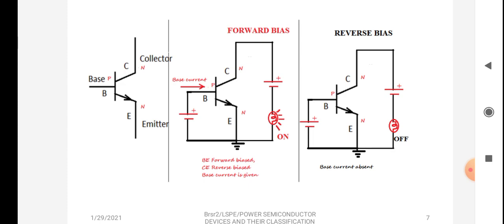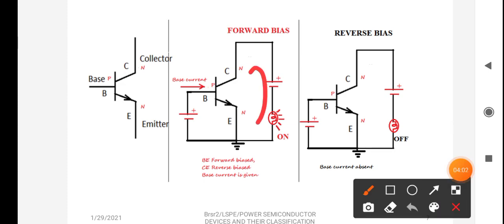So when forward biasing is done, there will be a current flow in this circuit and this LED will be glowing. If you want to remove the operation, that is, if you want to reverse bias the device, then there is no need to remove the supply. It's enough that the base current is removed from here. Here we see that there is a base current, here there is no base current. If we remove just the base current, the device will be off. So if we want the operation of the device, we can give the base current.